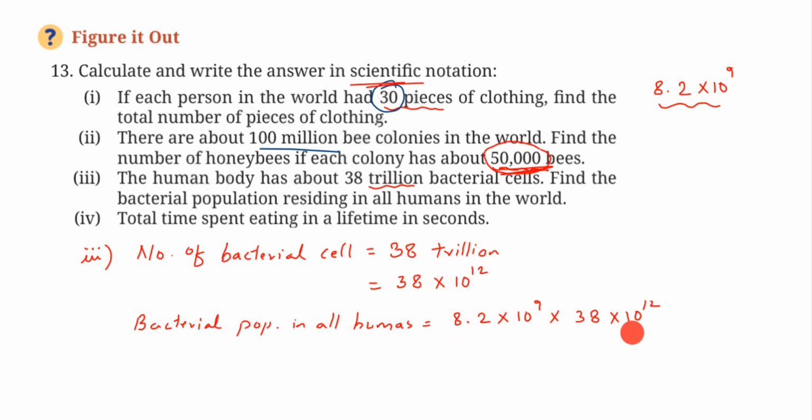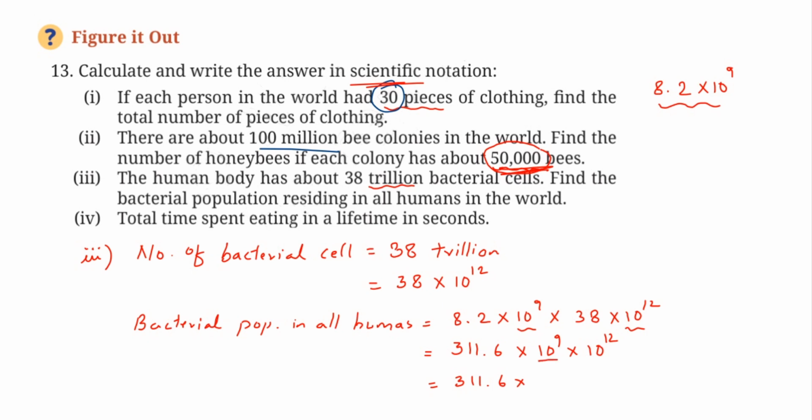I'm going to write the answer directly here. The video is very lengthy, so I'm not multiplying here. So 8.2, when you multiply it with 38, you will get 311.6 times. Now write the exponents, the powers, 10 to the power 9 times 10 to the power 12. So this is equal to 311.6. Let me first solve this side, that is the right side.